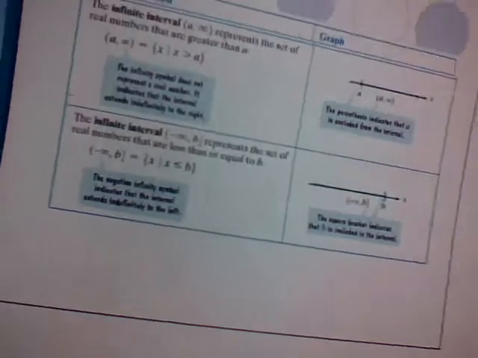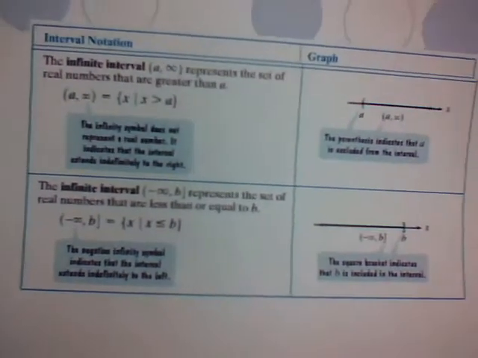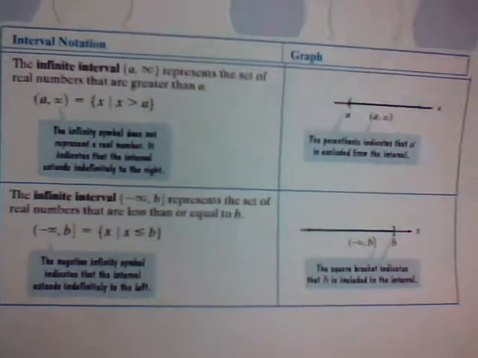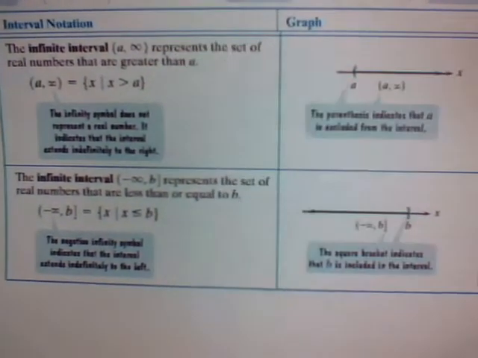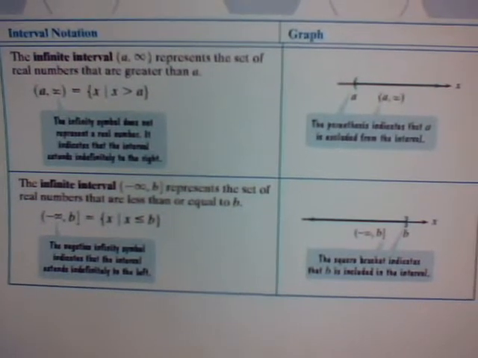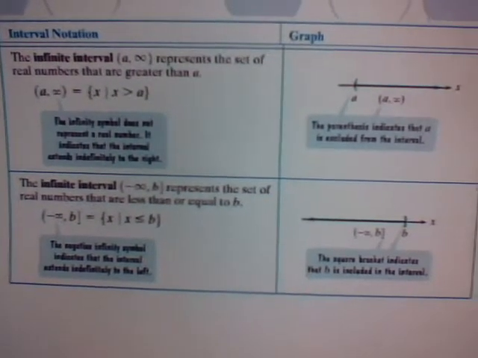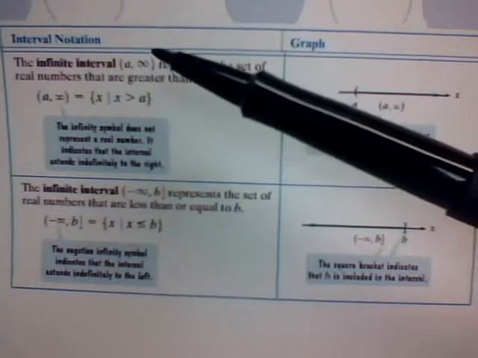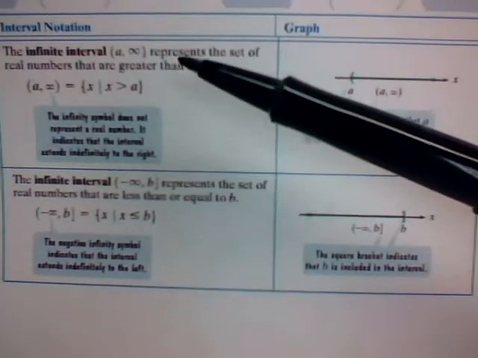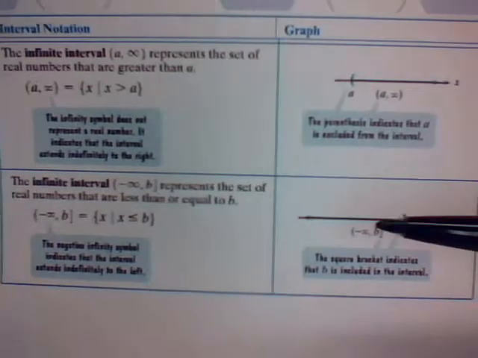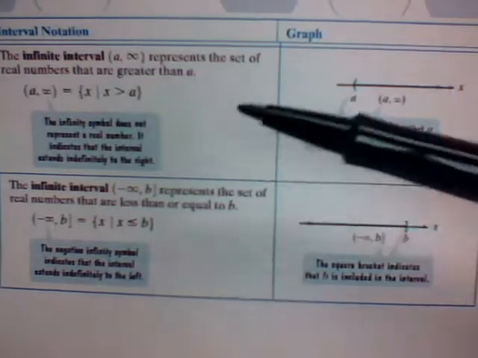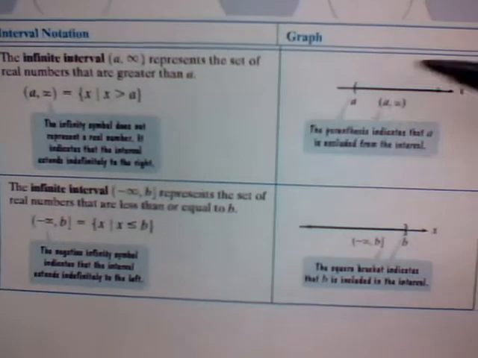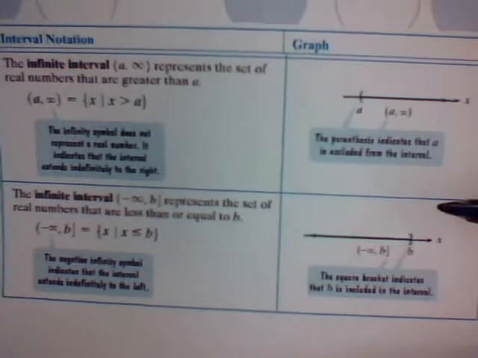All right, next we'll look at the infinite interval, and there are 2 types. One of them is from a to infinity. The one on the top represents from a to positive infinity. That represents the set of all real numbers that are greater than a. And by the way, the infinity symbol is just a symbol. It looks like a number 8 tilted on its side. It doesn't represent a real number. It indicates that the interval extends indefinitely to the right. So that means it goes on and on to the right without end.